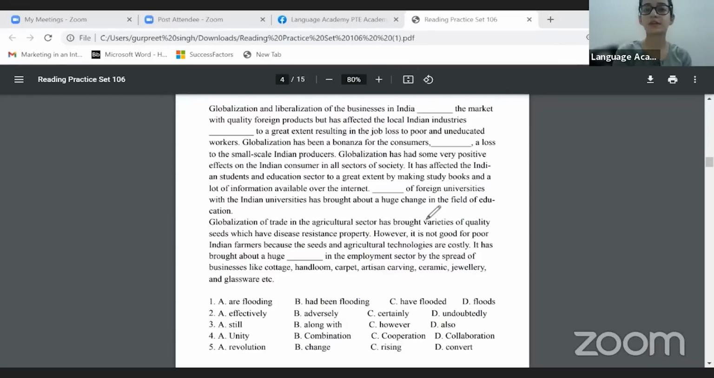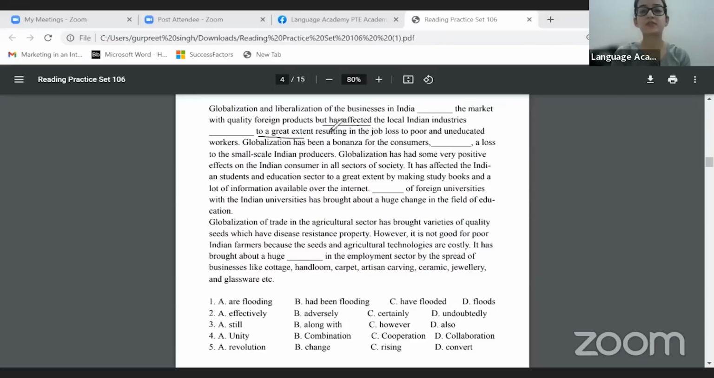All right, should be done. Let's discuss. This was a really easy question. You should have targeted a full score here. This says: globalization and liberalization of the businesses in India dash the market with quality foreign products, but has affected the local Indian industries to a great extent.